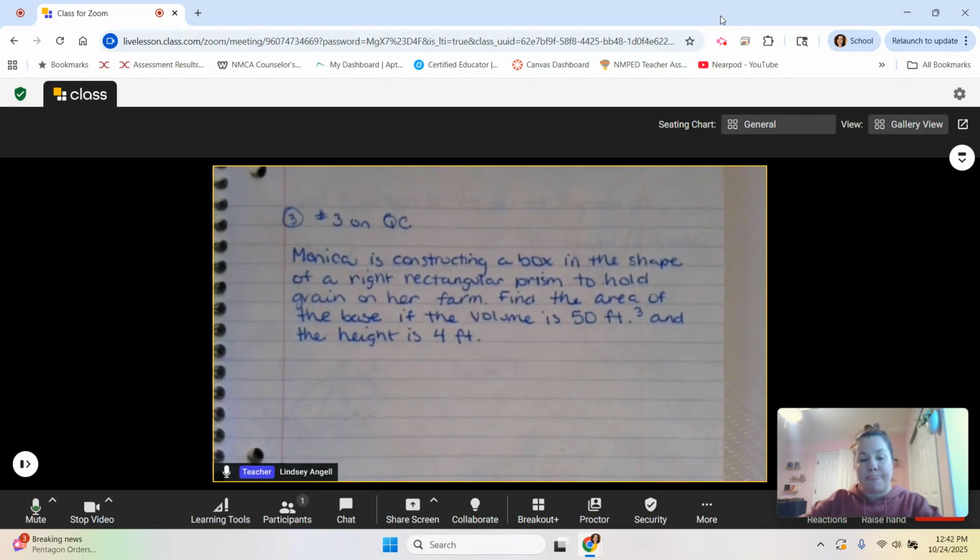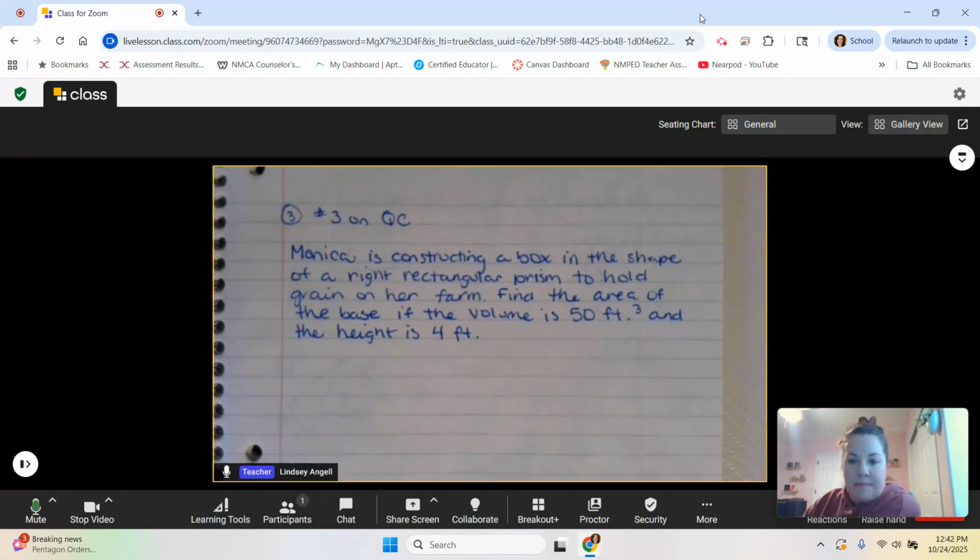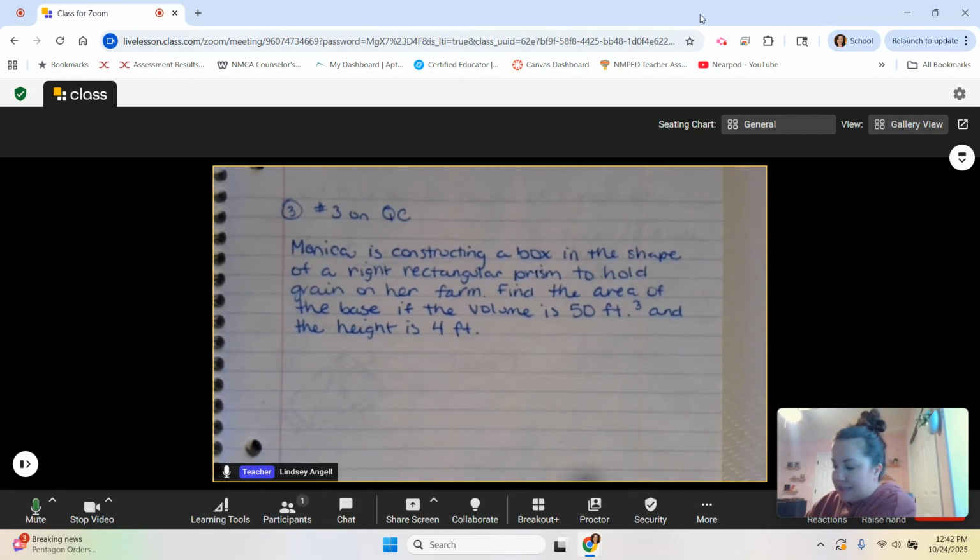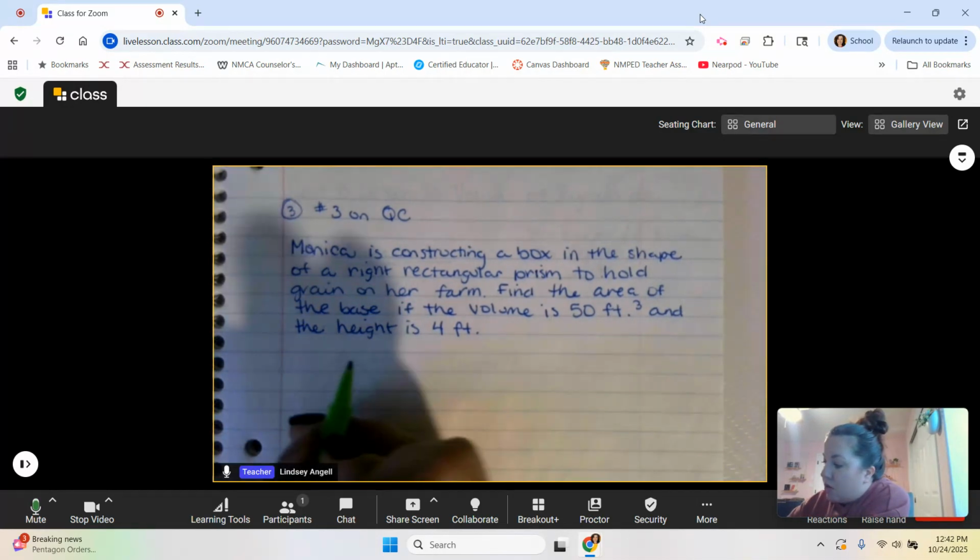All right, this is number 3 on your quick check. Monica is constructing a box in the shape of a right rectangular prism to hold grain on her farm. Find the area of the base if the volume is 50 feet cubed and the height is 4. Okay, so the area of the base, that is our unknown, right?